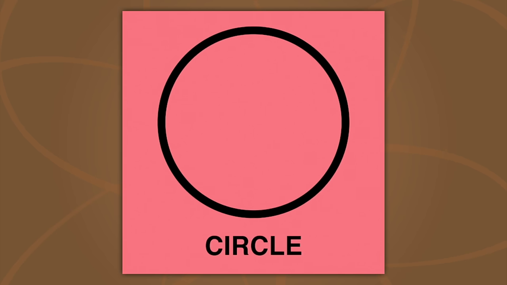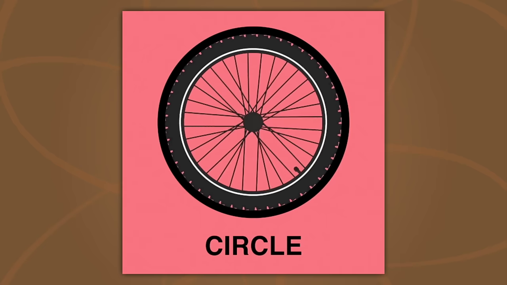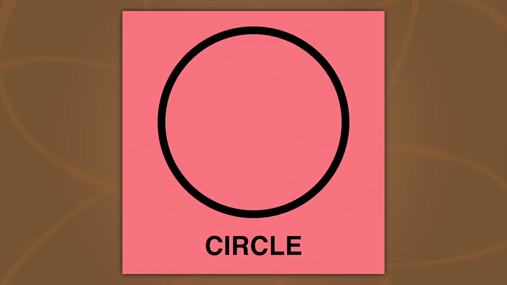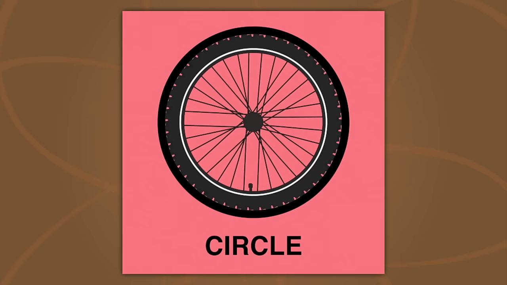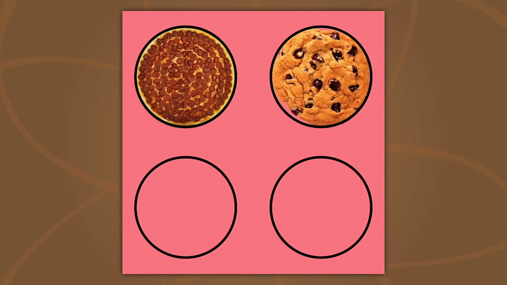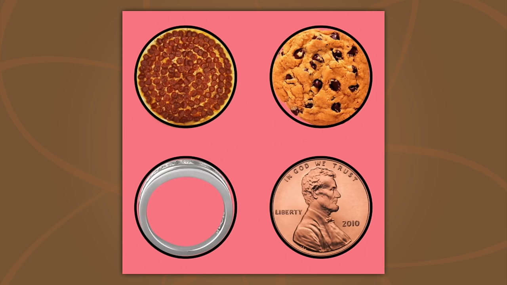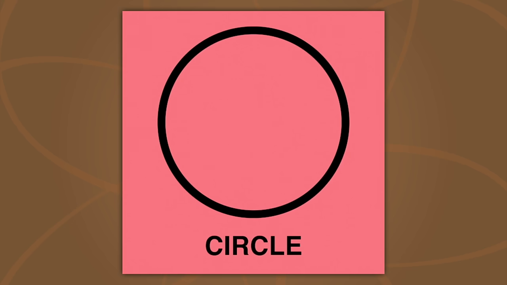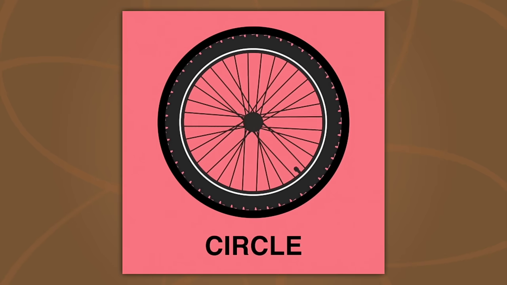A circle is a shape. It goes around and around. It's like a pizza and a cookie, a ring and a coin. A circle is a shape. It goes around and around.